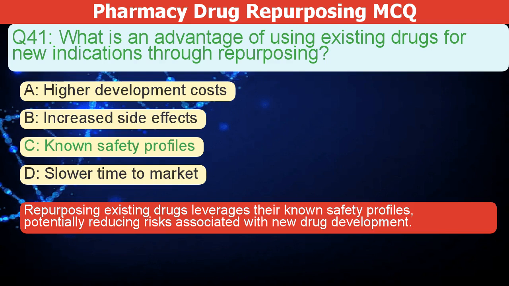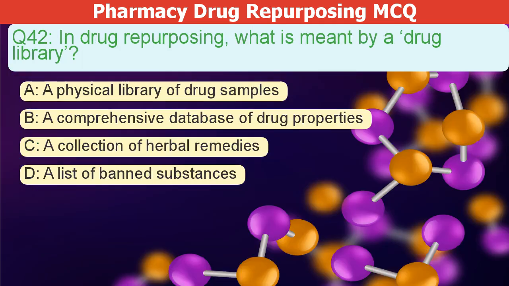The correct answer is C. Repurposing existing drugs leverages their known safety profiles, potentially reducing risks associated with new drug development. In drug repurposing, what is meant by a drug library? A. A physical library of drug samples. B. A comprehensive database of drug properties. C. A collection of herbal remedies. D. A list of banned substances.